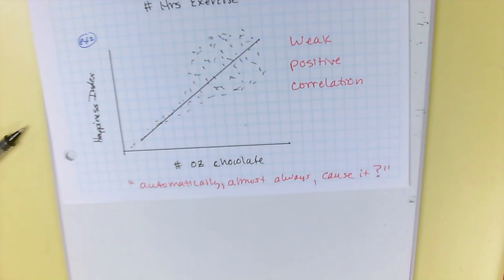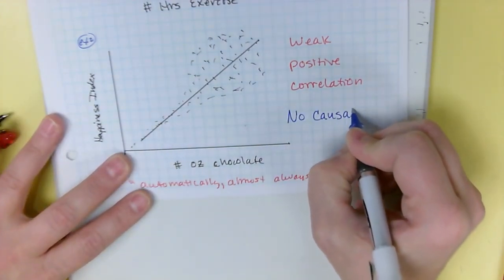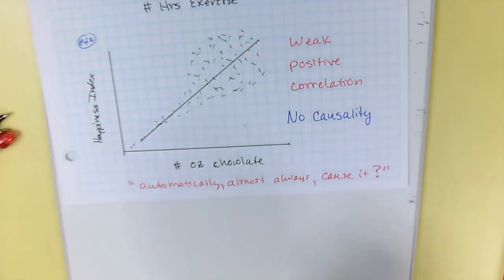So eating chocolate does make some people happy. Other people, they just eat it because they like it. So the chocolate doesn't automatically always cause happiness. Some people eat chocolate when they're unhappy. So if it doesn't always happen or always cause it, there isn't any causality. So in this case, there's actually no causality for this. One does not cause the other.